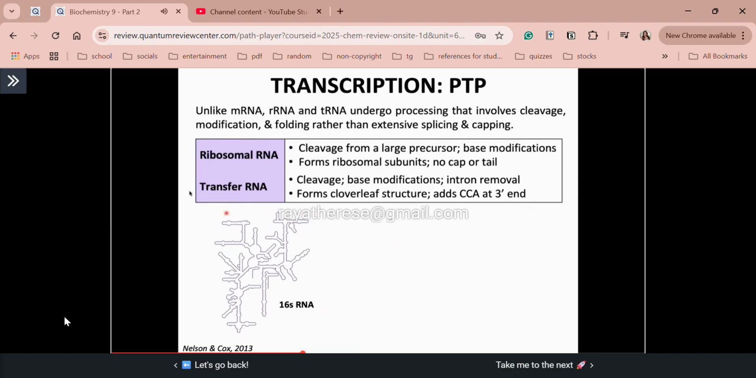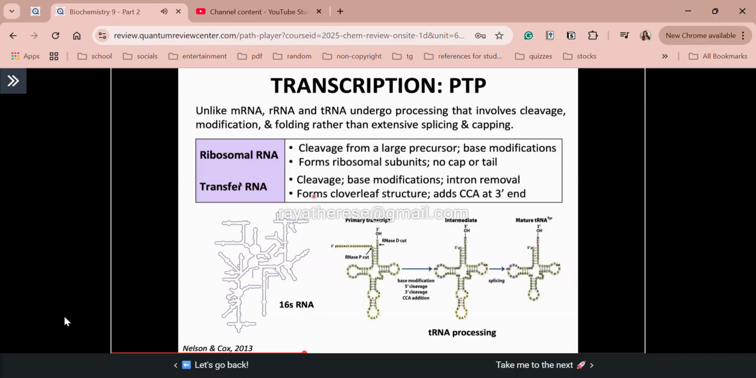All right, for transfer RNA, we have also cleavage and then base modification and then a short intron removal. Let's check. Here it says that it forms a cloverleaf structure. Class, this is the mature tRNA, and as you can see, its structure is like a clover leaf. In our discussion on translation, don't worry, we will also discuss the parts of your tRNA because, similar with rRNA, this molecule participates in translation as a carrier of specific amino acids.